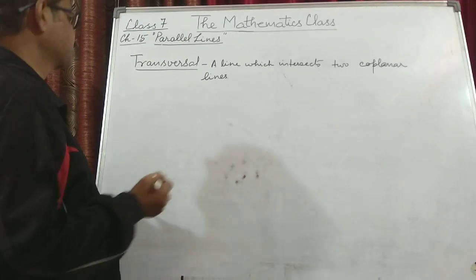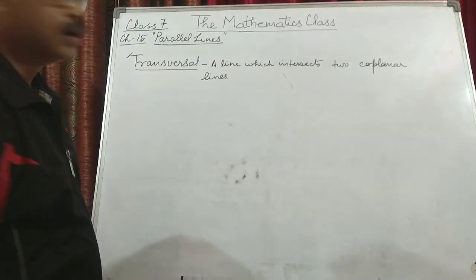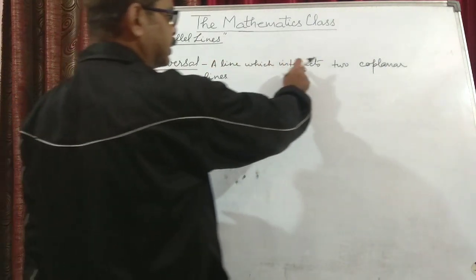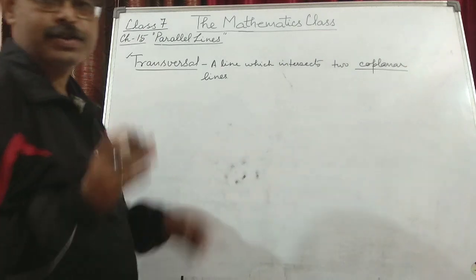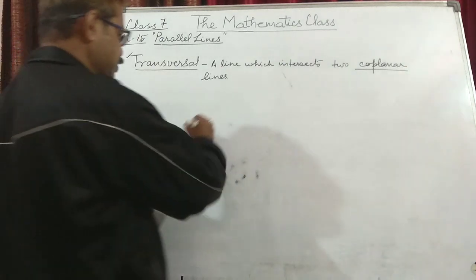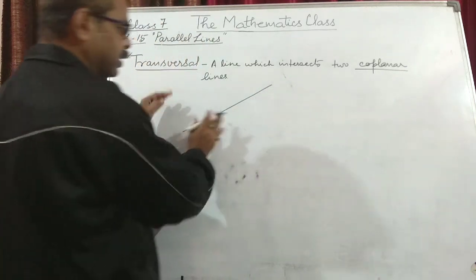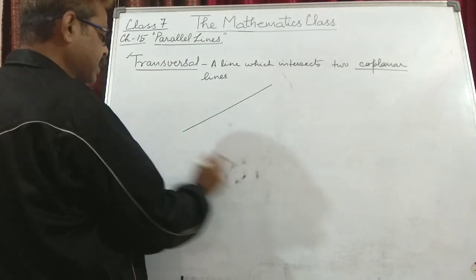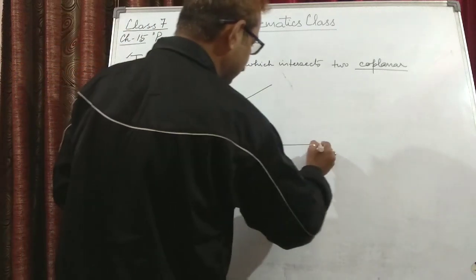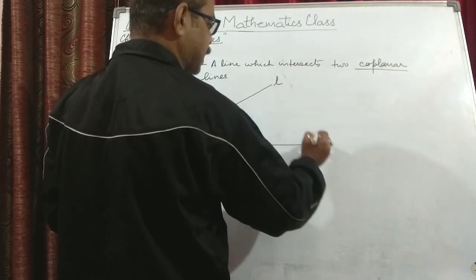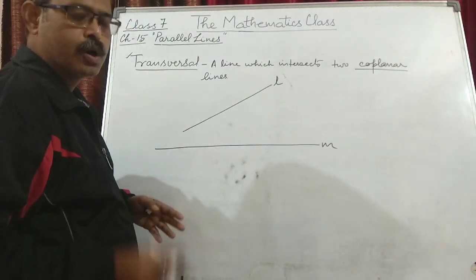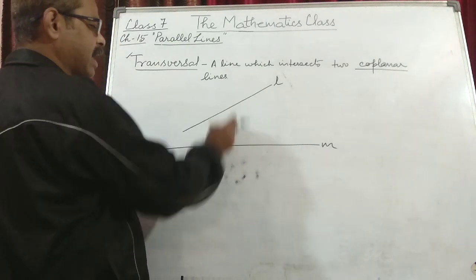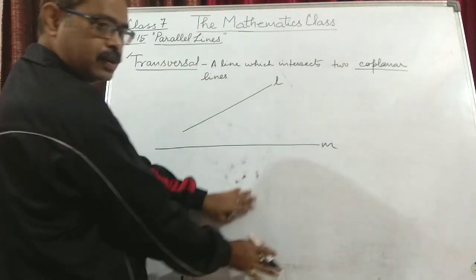Next topic is transversal. What is a transversal? A transversal is a line which intersects two coplanar lines. Now what is the meaning of coplanar? Coplanar means lines which are in the same plane. Suppose I draw one line on this board. This board will be considered as a plane, and one more line on the board. So if this line is marked by L, this is M. So L and M are two coplanar lines. These lines lie in the same plane of the board.